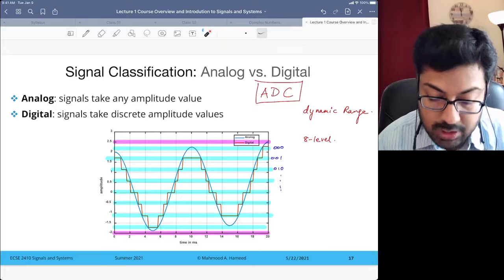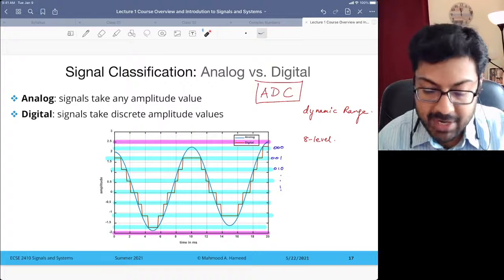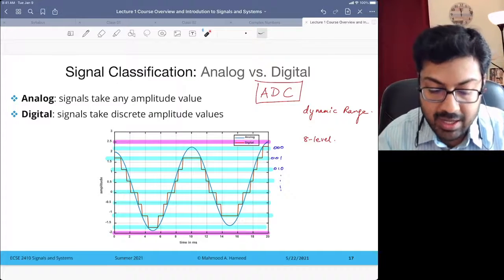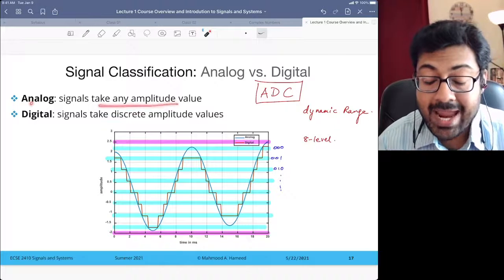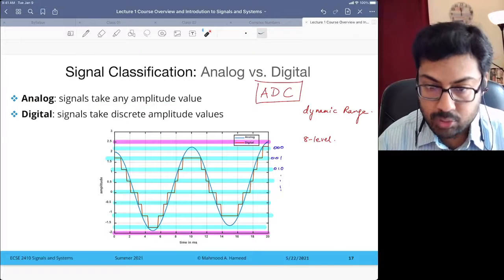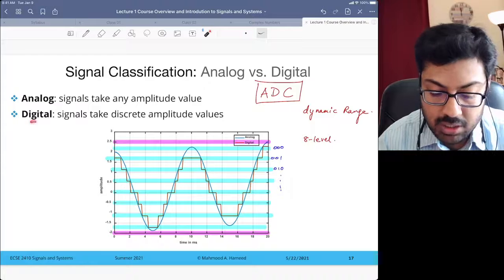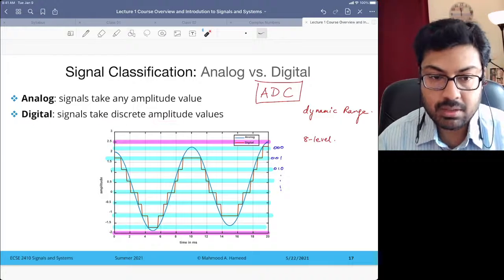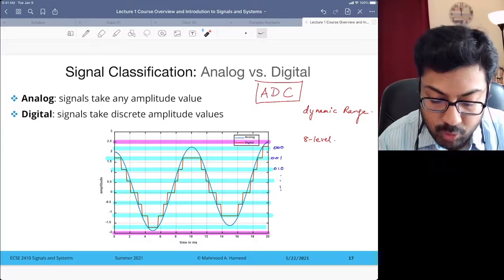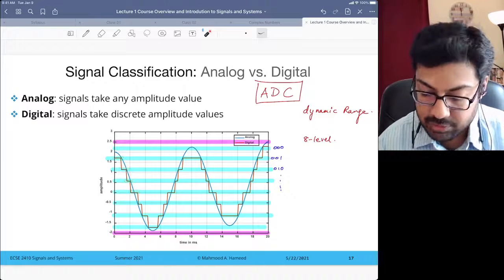All right. So again, to summarize this slide, the main point was what? In an analog signal, you have any amplitude value that the signal can take. For digital, it's going to be discrete amplitude values. So the signal can only take this one, or this one, or this one, or this one, any one of the levels for the quantizer.